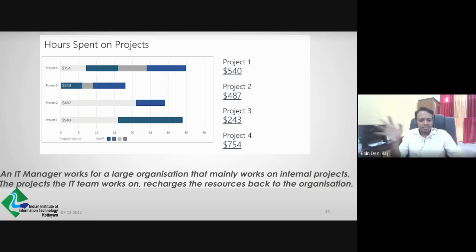So the IT manager tries to give a reply, or to make it clear, he made a graph, like what you can see here. So from this graph, can you point out what could be the reason why project 1 and project 4 cost such different amounts, right? So the reason is actually because project 4 was more complex and required different resources, and that is the reason why they charge at higher rates as compared to project 1. But the data is not conveying this particular message.